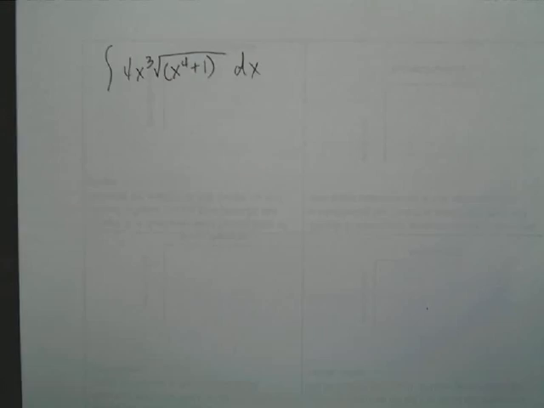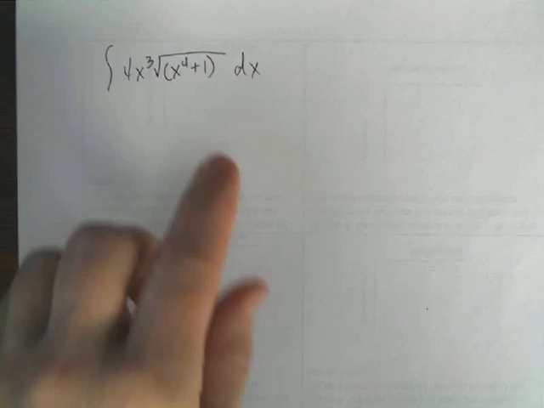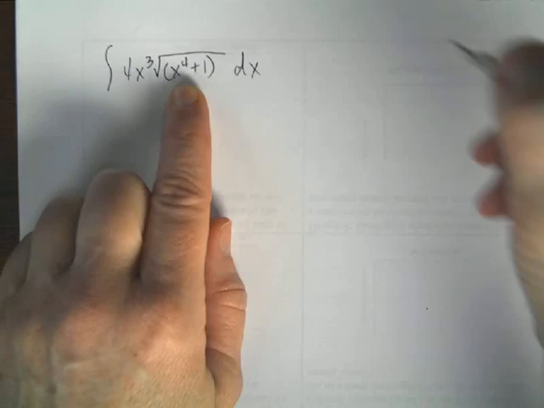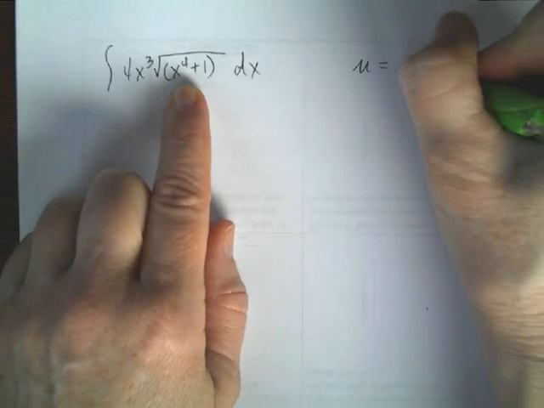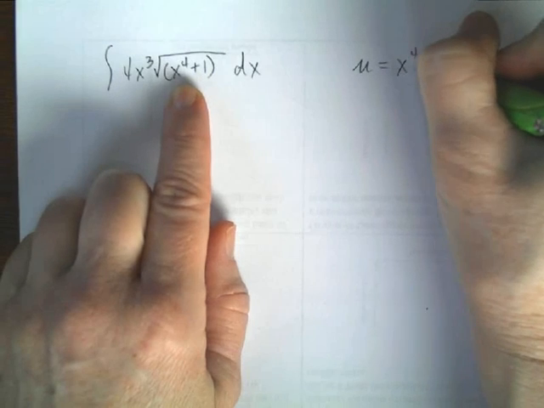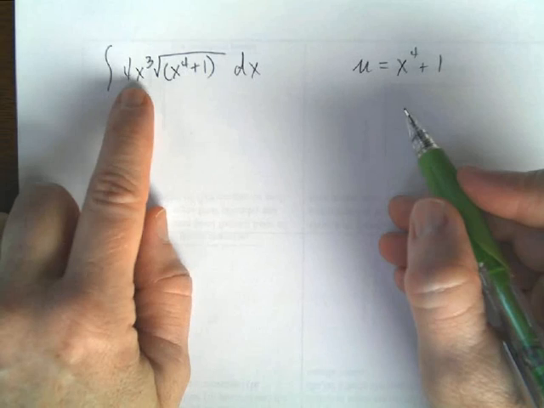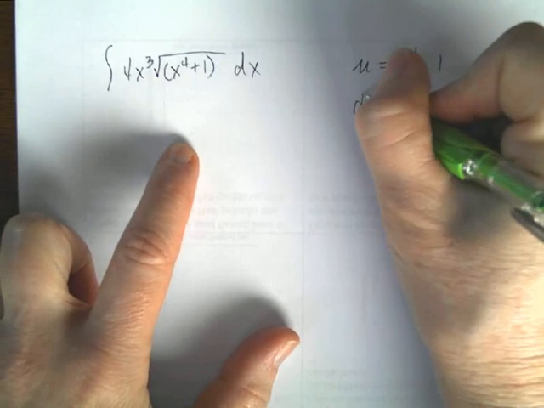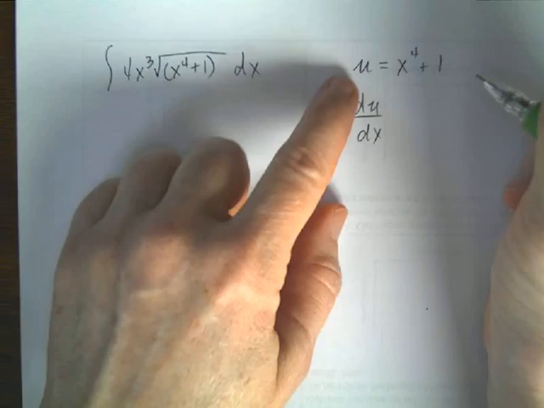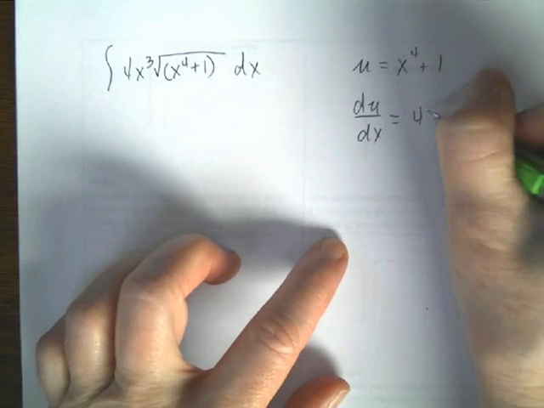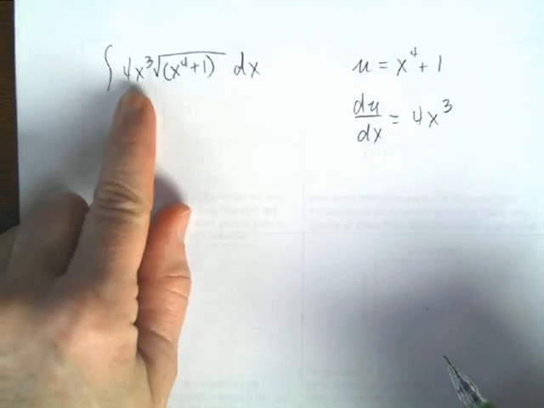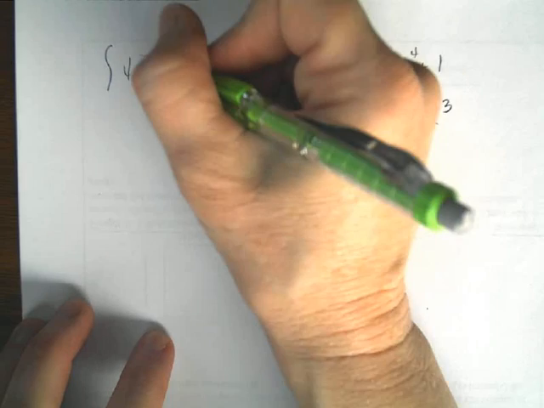So the first hint is find the part of the function that has the highest exponent. So that would be right here, x to the fourth plus 1, and make that your u. Because when you take the derivative of your u function, you should end up getting something like this right here. So du dx, the derivative of u, is going to be 4x cubed. Aha, there it is. So I tried to make the first problem as simple as possible.